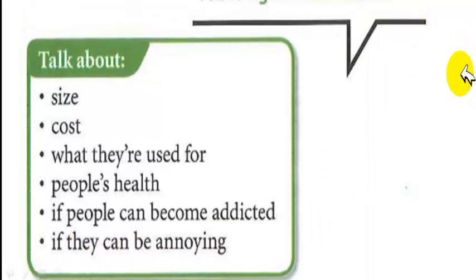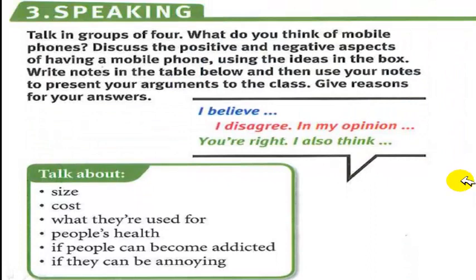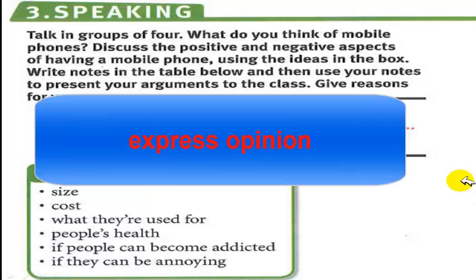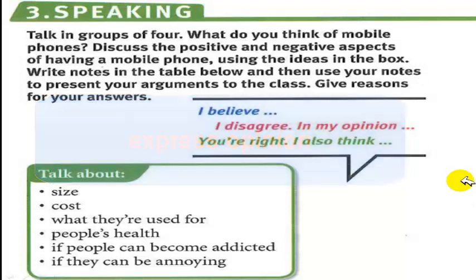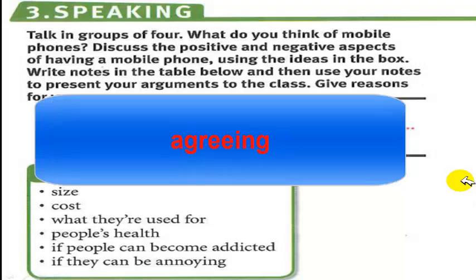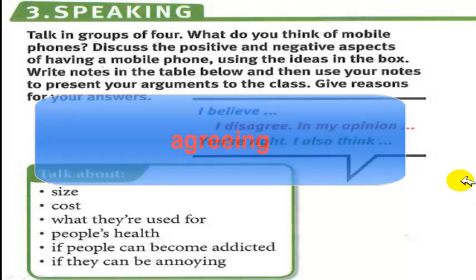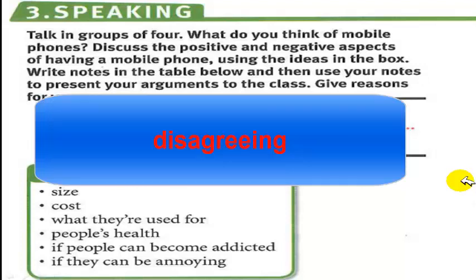So here you are requested, as I have told you before, to discuss the positive and negative aspects of having a mobile phone. Then you are going to do 3 things. First, you will express your personal opinions. General points of view, opinions that express the views of people in general. Then agreeing with people, and disagreeing with others.